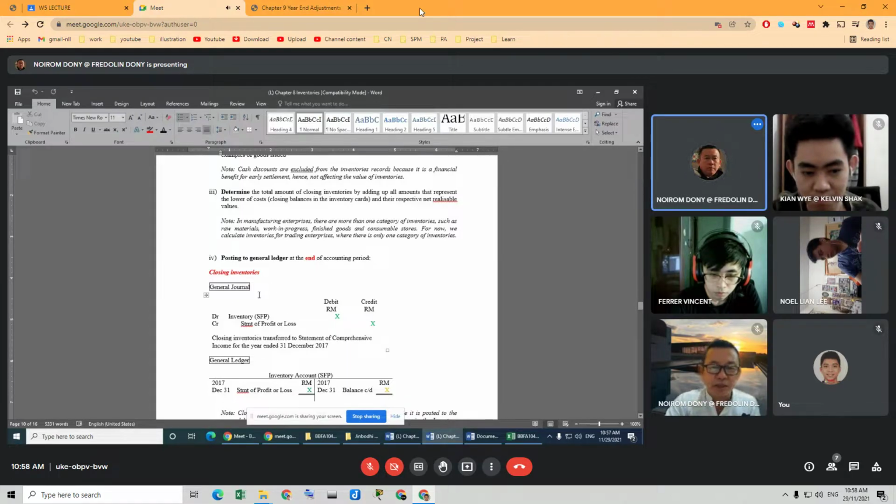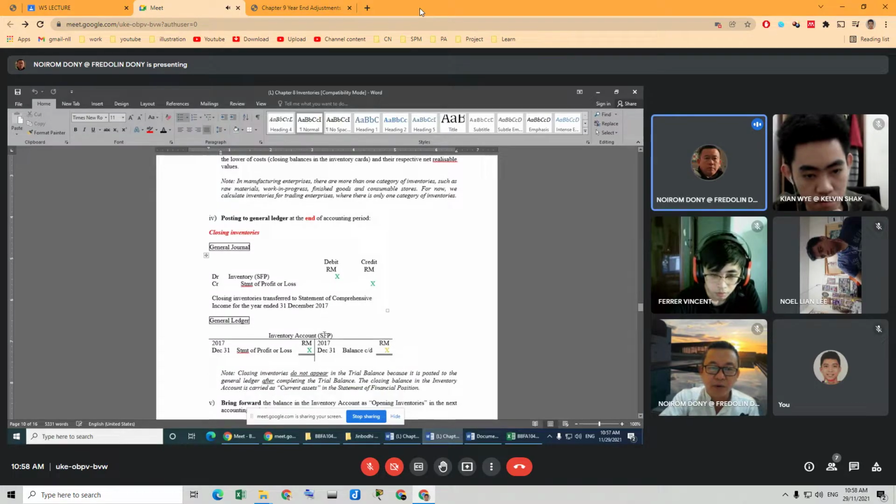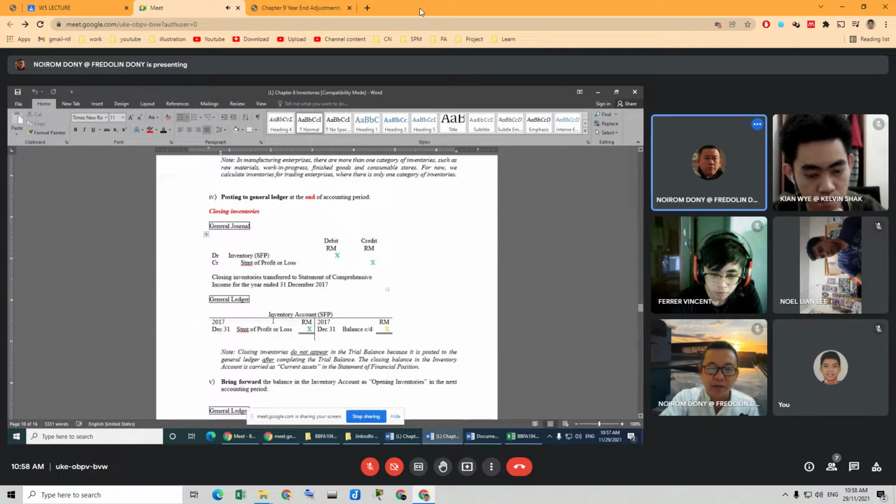So that explains the general journal here. We debit inventory, we credit statement of profit or loss. So closing inventory transferred to statement of profit or loss for the year ended 31st of December. In the general ledger, you will see it like this, okay? Inventory. You have debited it after you do stock counting, and this is the name of the account that is being credited, SPL. Since this is an asset, we have to close off. So the closing balance will be a debit balance. CD, BD on the debit side.